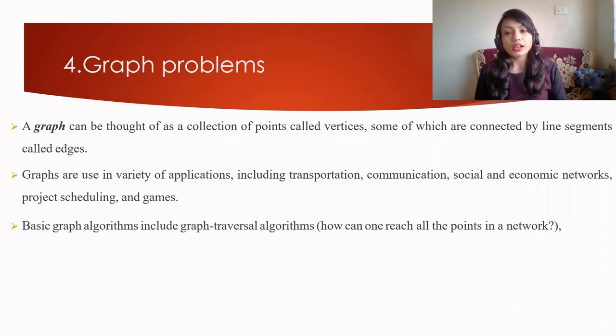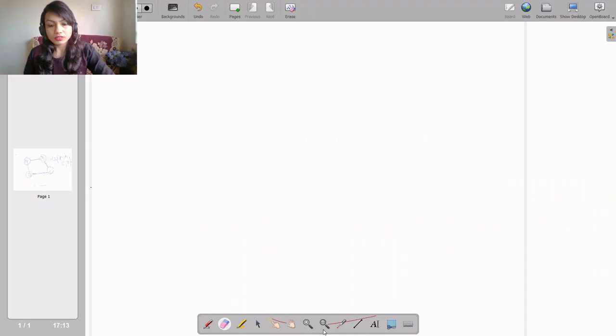And also there are basic graph algorithm problems. One is the graph traversal algorithm, that is, how we can reach all the points in a network. So now let's see what graph traversal is.